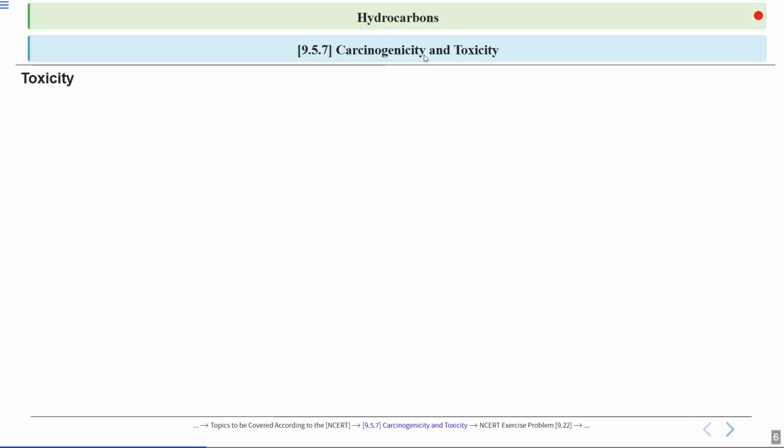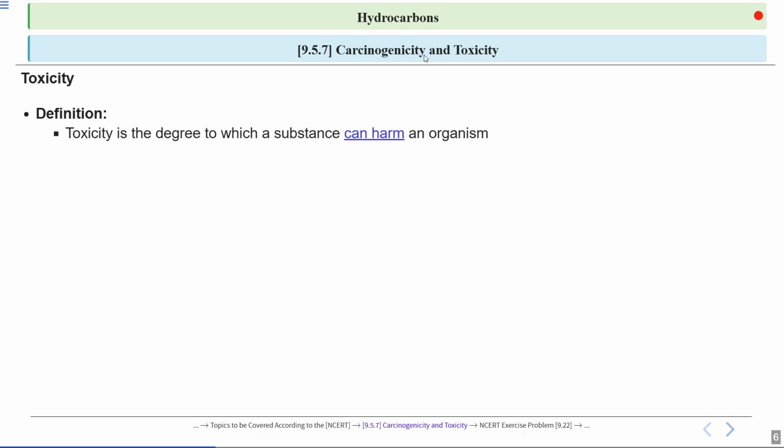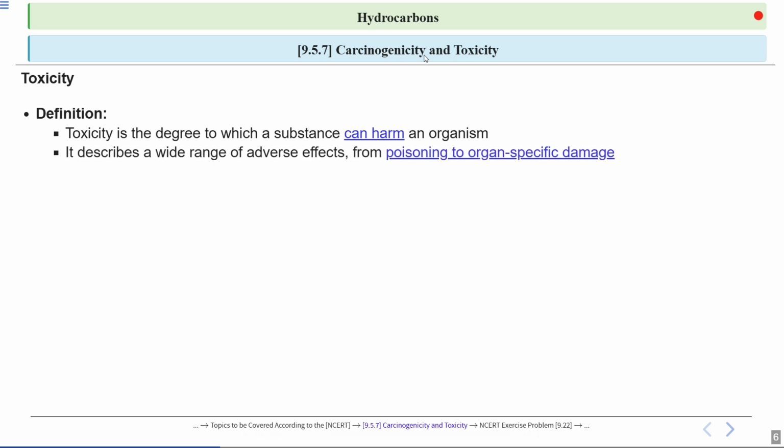Now, let's talk about toxicity. This is an important topic because it helps us understand how different substances can affect living organisms. If you want to define toxicity, it is the degree to which a substance can harm an organism. It is a measure of how dangerous a chemical or material is to living things. Notice the emphasis on "can harm." Not all substances are equally toxic, and the effect depends on the dose and exposure.